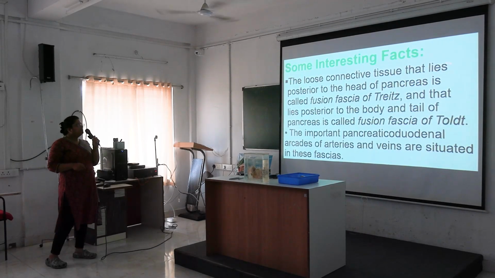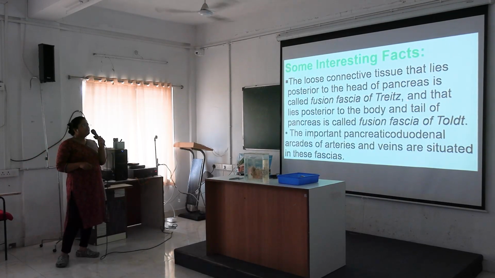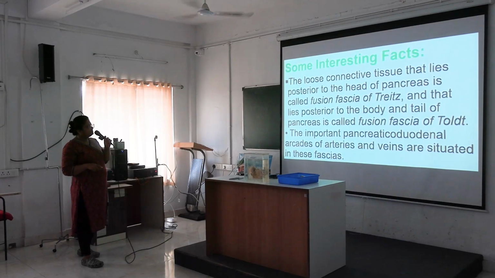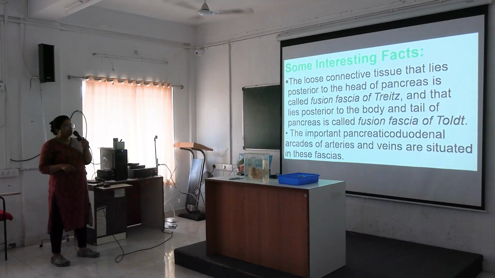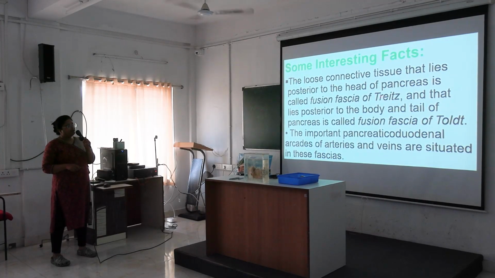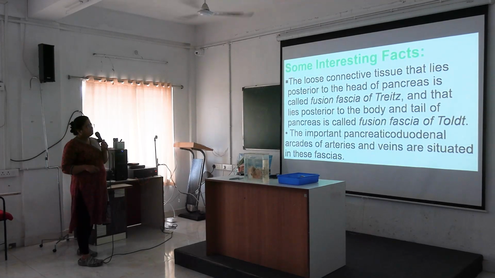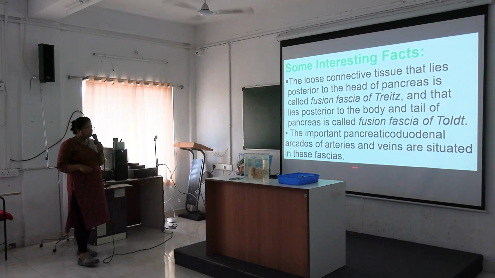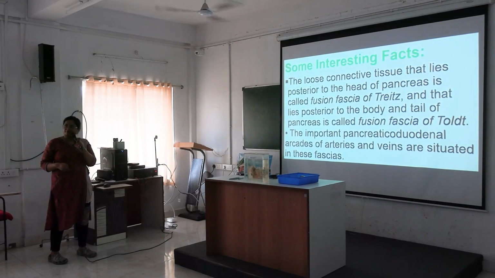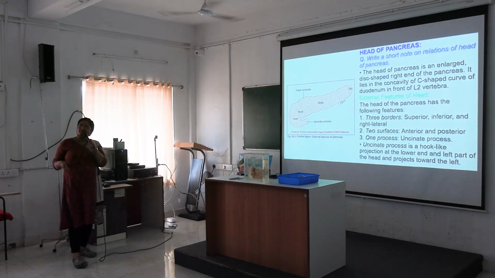The loose connective tissue that lies posterior to the head of the pancreas is called the fusion fascia of Treitz, and that which lies posterior to the body and tail of the pancreas is called the fusion fascia of Toldt. Okay. Head posterior, fusion fascia of Treitz. Body and tail posterior, fusion fascia of Toldt. The important pancreatico-duodenal arcades of arteries and veins are situated in these fascia. Okay. Next, we are going to discuss the head in detail with its relations.